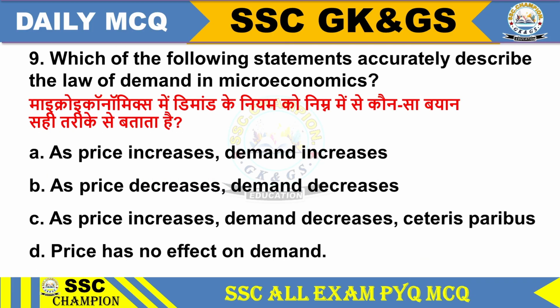Question 9. Which of the following statements accurately describes the law of demand in microeconomics? Option A, as price increases, demand increases. Option B, as price decreases, demand decreases. Option C, as price increases, demand decreases, ceteris paribus. Option D, price has no effect on demand. Right answer, option C, as price increases, demand decreases, ceteris paribus.